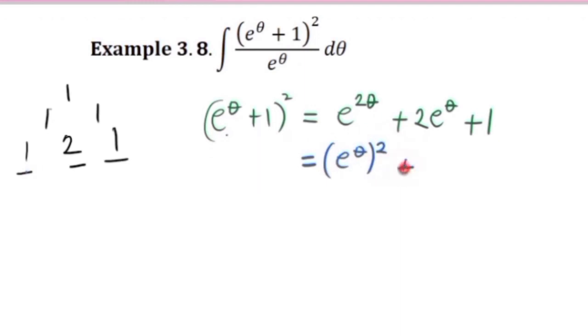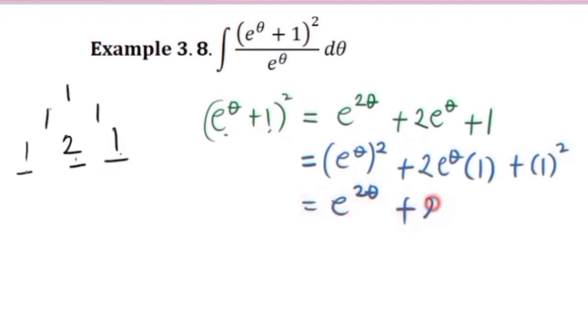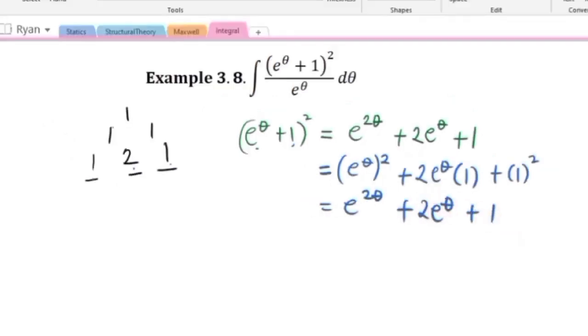squared, plus our second term, that is 2 multiplied by the first term times the second term plus 1 multiplied by the square of the second term. So we have here e raised to 2 theta plus 2 e raised to theta plus 1.